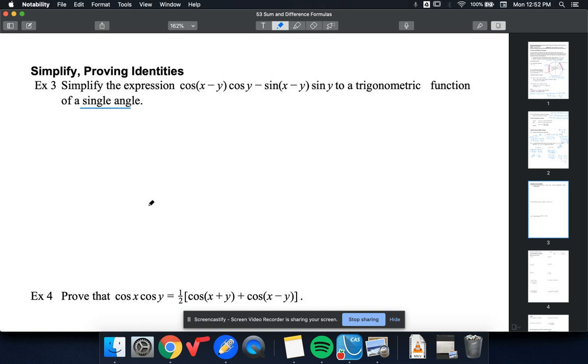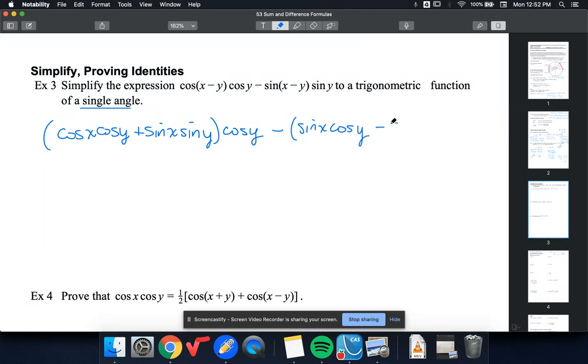All right, so we can use our sum and difference formulas to help us with trig identities as well. In this case, we've been asked to simplify this expression to a function of a single angle. So cos of x minus y, that's cos x cos y plus sine x sine y. That whole thing is being multiplied by cos y, minus, this is going to be sine x cos y minus sine y cos x, times sine y.